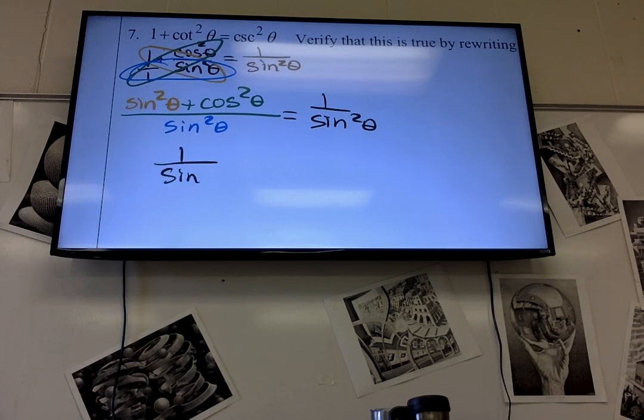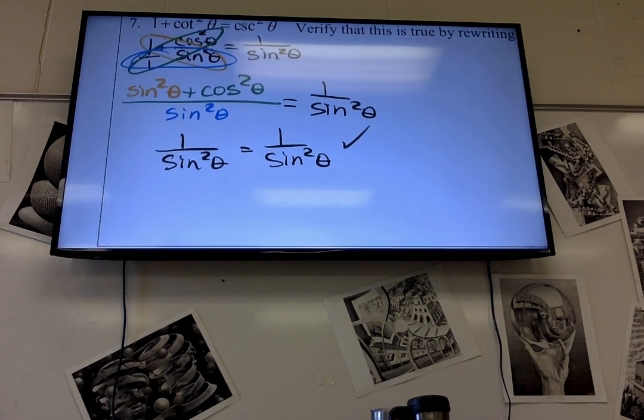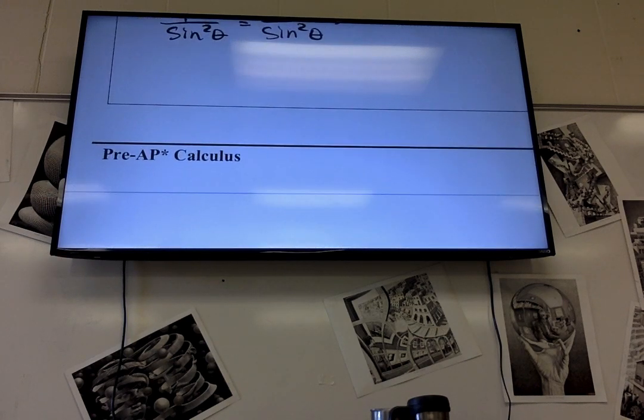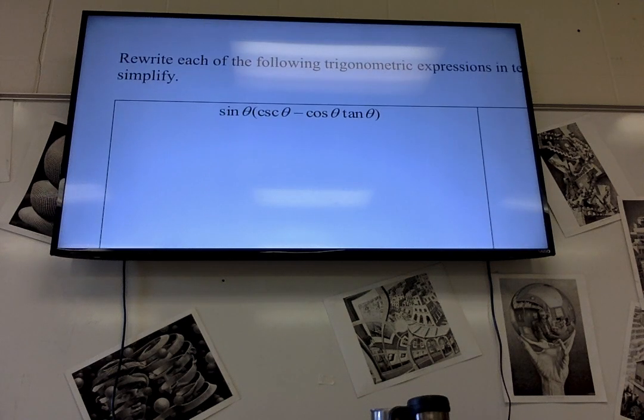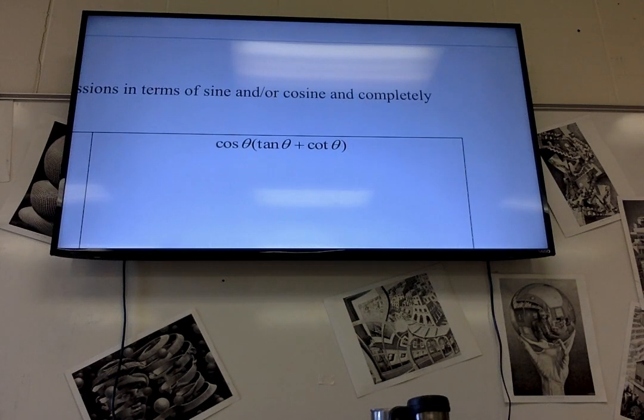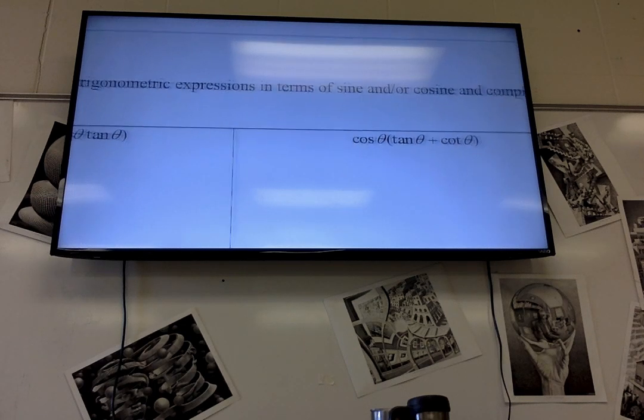1 over sine squared theta equals 1 over sine squared theta. I like this a lot better than what we did. Good. Oh, wow. You're gonna start adding only numbers. Yeah, you're really right about that. Now, let's be positive. Because it's about to go down.